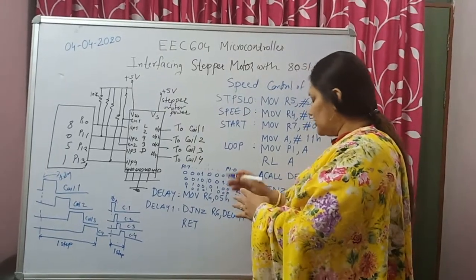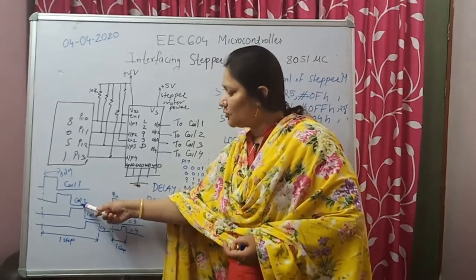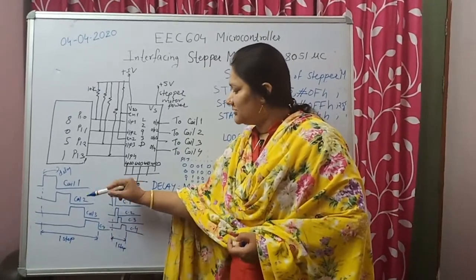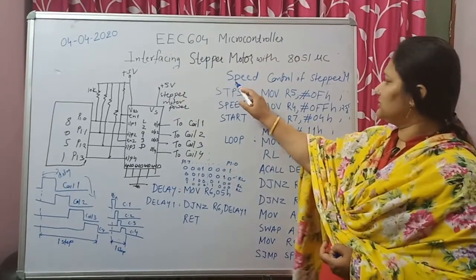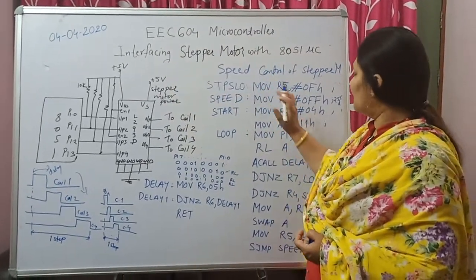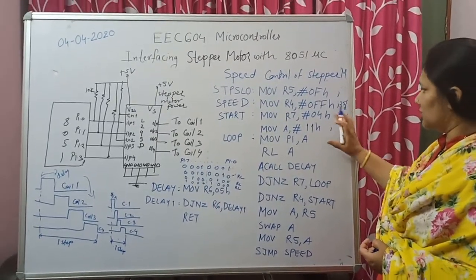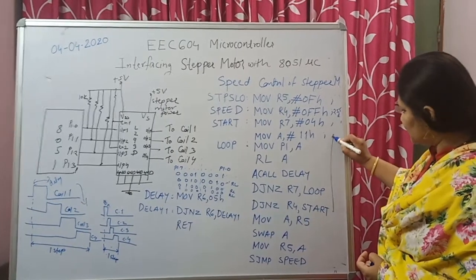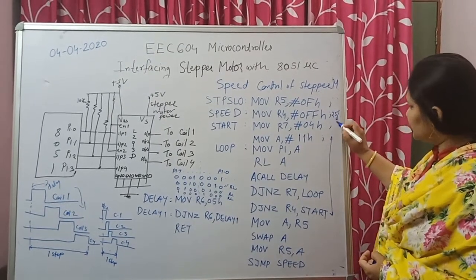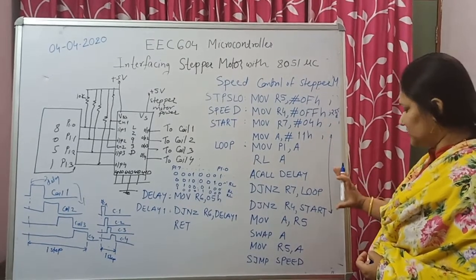RL, rotating left, means we are energizing coil 1, coil 2, coil 3 and coil 4. That stands for clockwise rotation. Because we are considering speed control, we have kept one particular direction for this program, that is the clockwise direction. So for these many instructions, 255 steps, the stepper motor is moving in the clockwise direction.